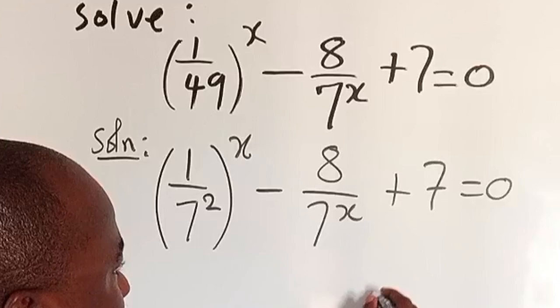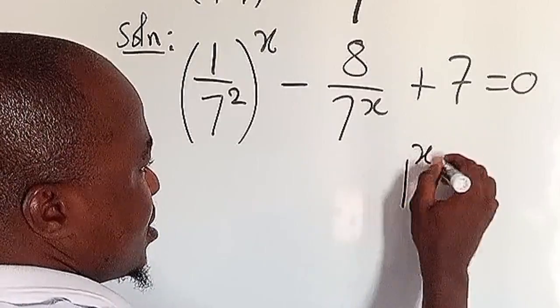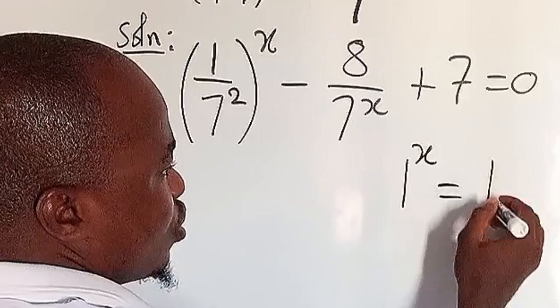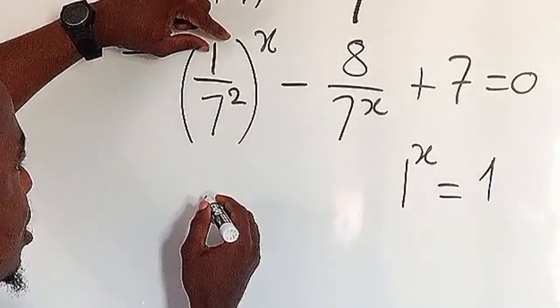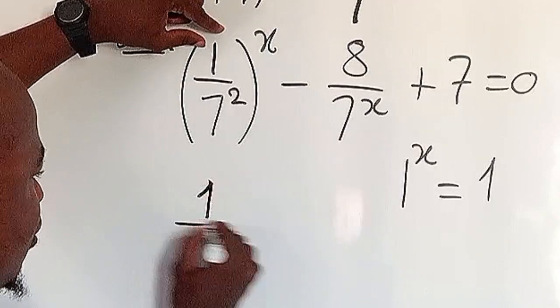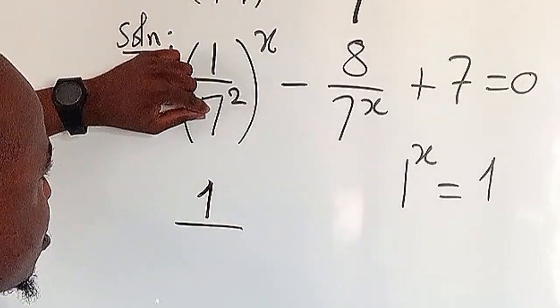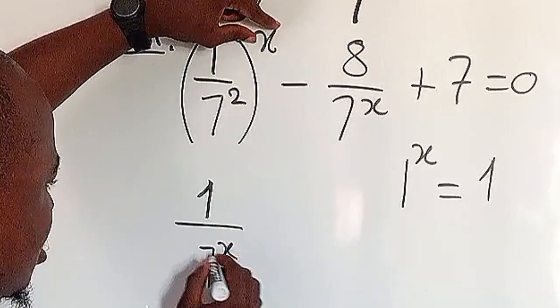And I want you to know that 1 to the power of x will still give us 1. Are you getting it now? So if you have 1 raised to the power of x, you are still going to have 1 divided by 7 to the power of x. I will put 7 to the power of x here.